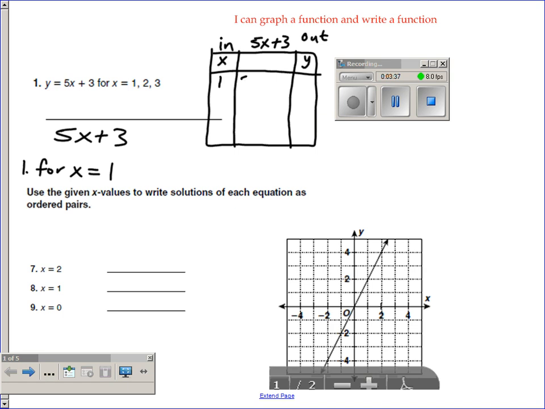So what is 5 groups of 1? 5. And then we need to add 3. 5 plus 3 is? So when we put in 1, we get out 8. You okay with that? I'd like everybody real quickly to try 2 and 3 and tell me our output values for when x is 2 and for when x is 3.